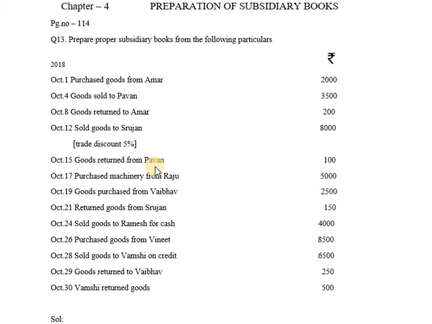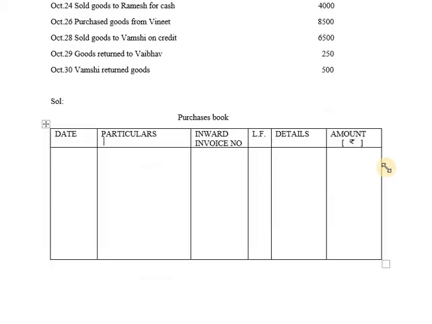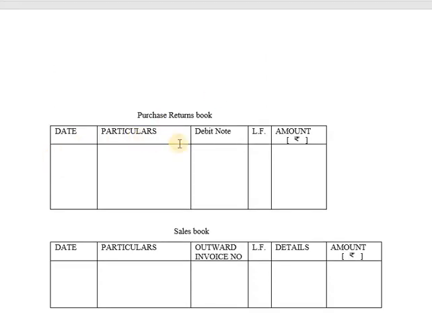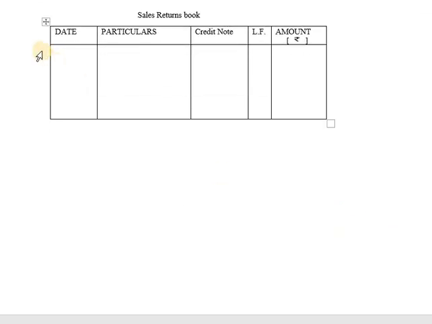So in this problem also we are required to prepare 4 subsidiary books, that is purchases book, purchases returns book, sales book and sales returns book. So what is the format for purchases book? The format for purchases book is date, particulars, inward invoice number, LF, details, amount, rupees. Whereas the format for purchase returns book is date, particulars, debit note, LF, amount, rupees, and the format for sales book is date, particulars, outward invoice number, LF, details, amount, rupees. Whereas the format for sales returns book is date, particulars, credit note, LF, amount, rupees.